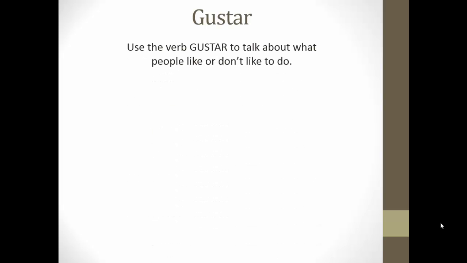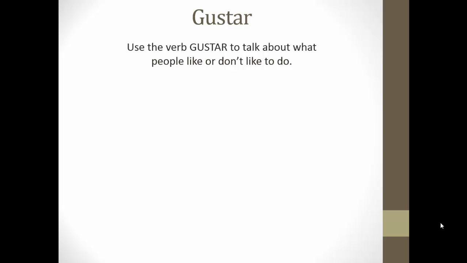Okay, the verb gustar. Use the verb gustar to talk about what people like or don't like to do. Let's first take a look at our note guide. The first bullet tells us exactly that. Use gustar to talk about what people like and don't like to do.